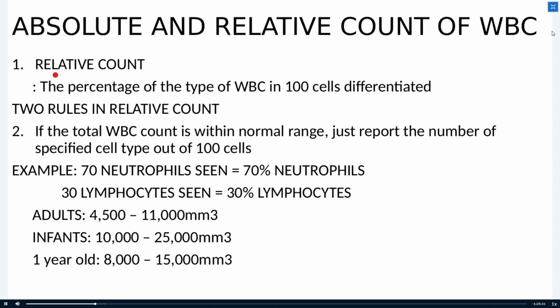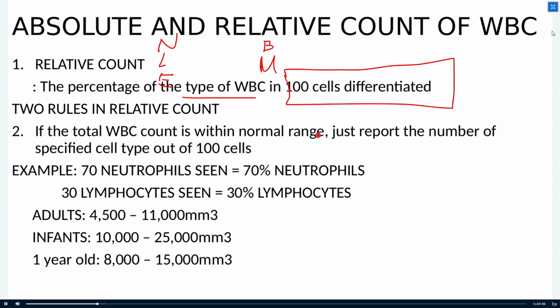Your relative count class would refer to the percentage of the type of WBC in 100 cells differentiated. So when we're talking about the type of WBC, this will refer to your neutro, your lympho, your eo, your baso, and your mono. And remember class, in the diff count, 100 cells ang dinidifferentiate nyo. So in Tagalog, to understand this statement in a simpler manner, you're going to get the number of each type of WBC in 100 cells.